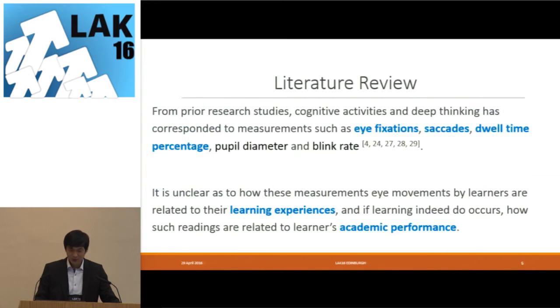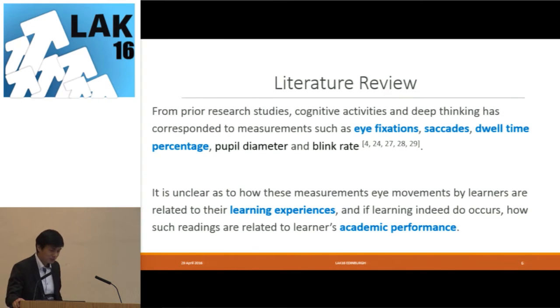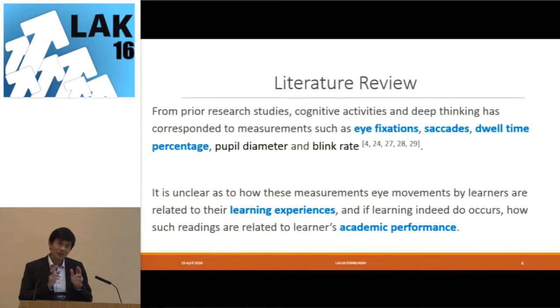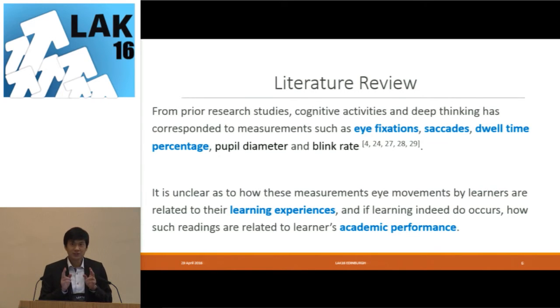In terms of eye fixation pattern tracking, there are a few methods of recording or measurement. Some have used fixations, meaning the locations where the eye is fixed on screen. Saccades, where the eyes move from one fixed point to another fixed point. Dwell time percentage means the amount of time that a person looks at or focuses on a particular point on the screen. Pupil diameters and blink rate.